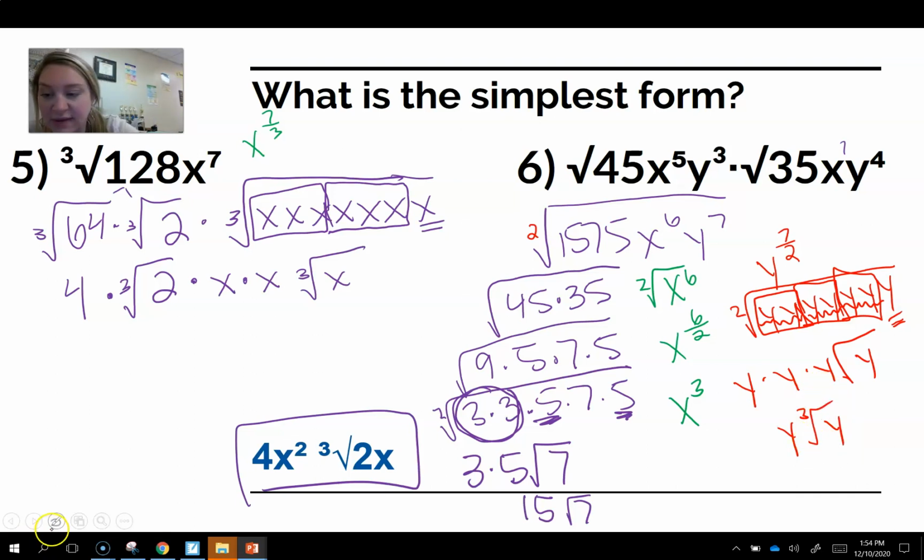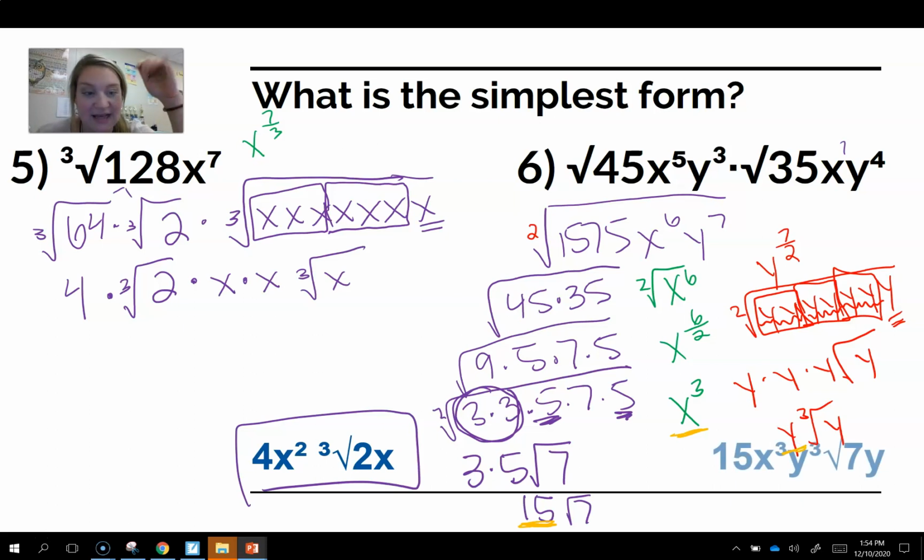To write my answer, we put all the pieces that were outside of my radical together. So 15 is not in a radical, x cubed is not in a radical, and y cubed is not in a radical. But still inside is my 7 and my y. So our answer is going to be 15, x to the power of 3, y to the power of 3, times the square root of what's still in there, 7 times y.